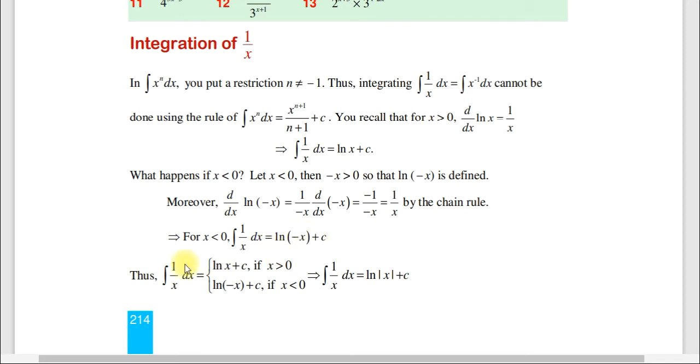Okay. If x is greater than 0, we write ln x, and if x is less than 0, we write ln minus x. So there are two kinds of notation. Here the integral of 1 over x dx is equal to ln x plus c if x is greater than 0, or the integral of 1 over x dx is ln minus x plus c if x is less than 0.